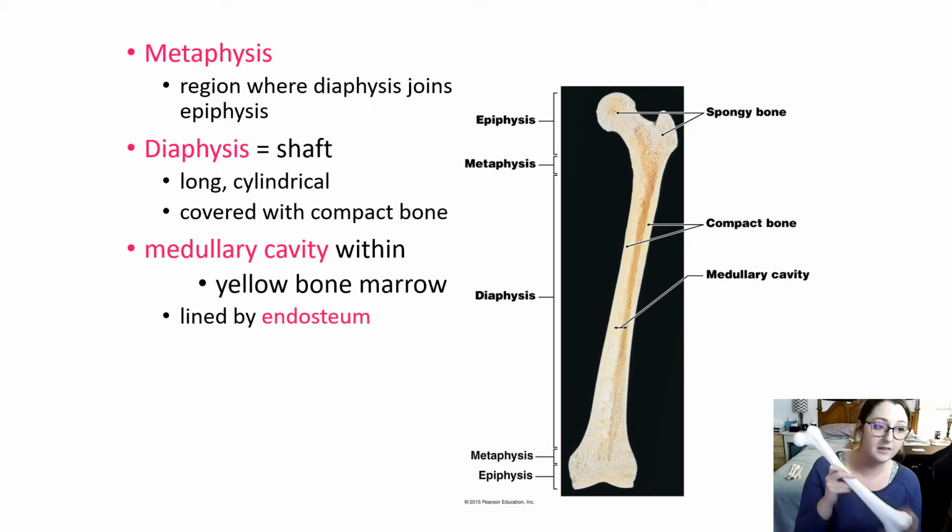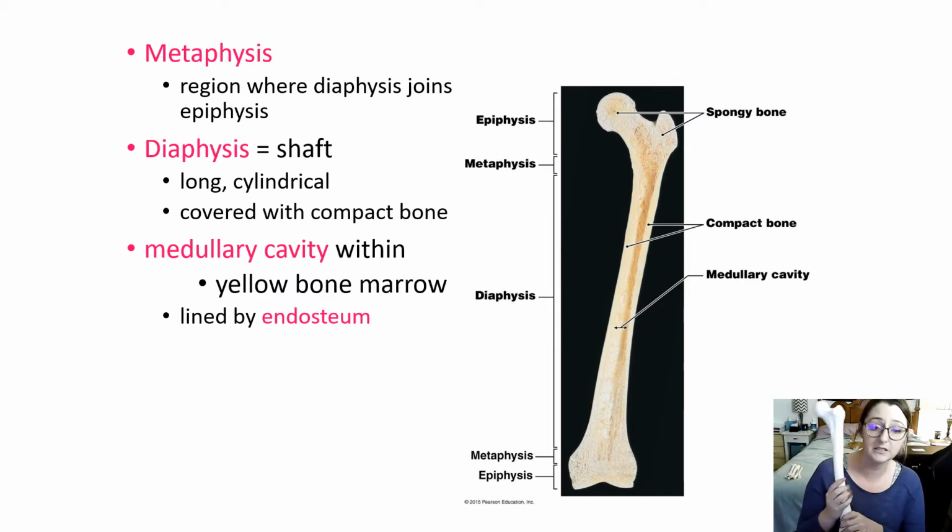Next, we have the diaphysis, which is going to be the shaft of the bone. And then the metaphysis. The metaphysis is sort of this intermediate area between the epiphysis and the diaphysis. So it's just kind of this middle area. And that will be on both ends. So you have a metaphysis here as well.